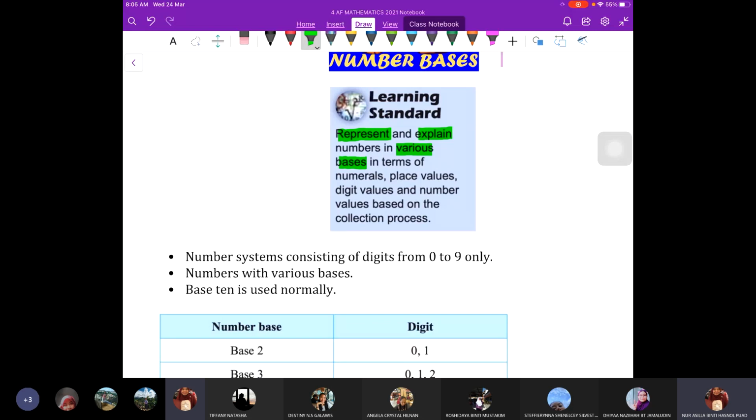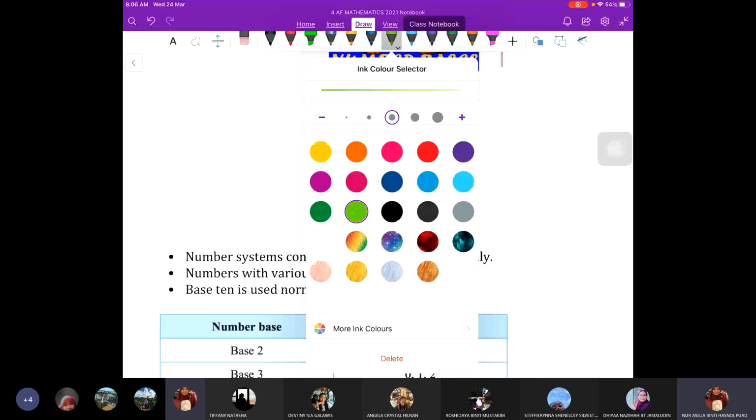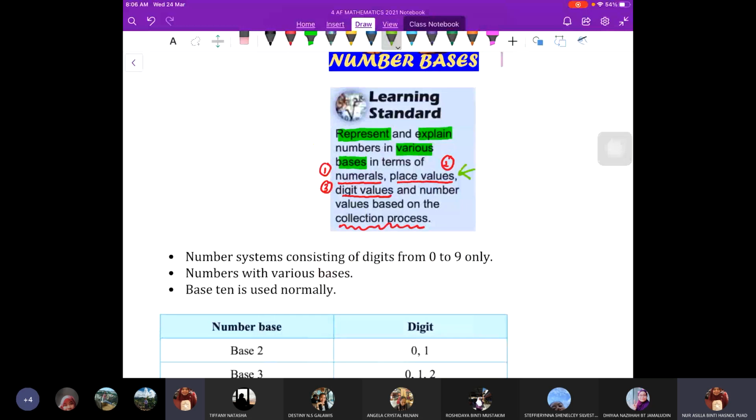Okay, so we're going to represent and explain numbers in various bases, berbagai bases in terms of, okay, this one we're going to go through one by one. Numerals ada 1, place values 2, digit values 3, dan di antara 1, 2, 3 ini akan kita perkenalkan based on collection process. Okay, tapi when I go through our class, we're gonna go first kepada place values. Kita akan pergi first kat place values.